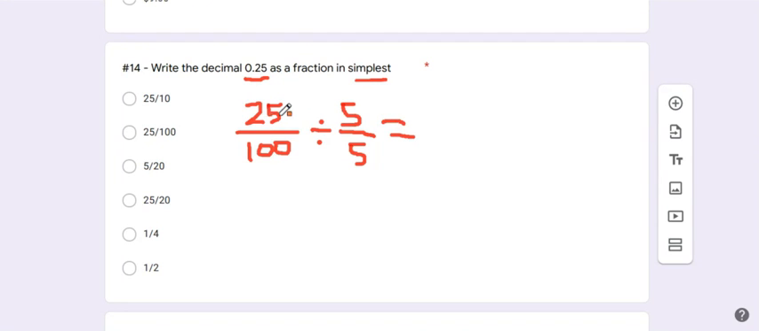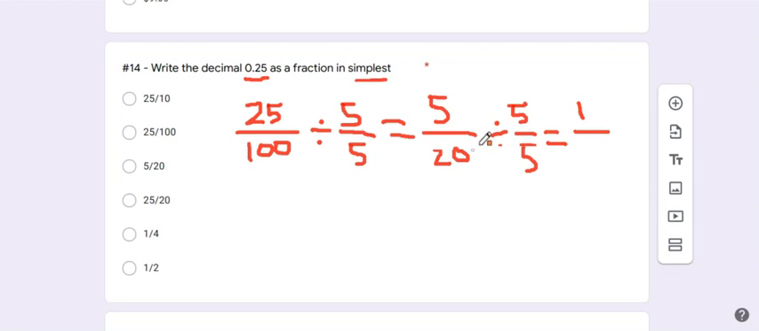So on top, I have 25 divided by 5. That is 5. And on bottom, I have 100 divided by 5, which is 20. Okay, now I have to ask myself, is this fraction 5/20ths in simplest form? Not quite yet, right? Because they're still divisible by 5. And so I can divide the top and the bottom by 5 again to simplify the fraction. So on top, 5 divided by 5 is 1. And on bottom, 20 divided by 5 is 4. And so 25 hundredths as a fraction in simplest form is 1/4.